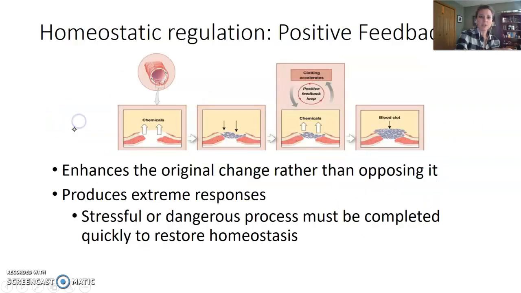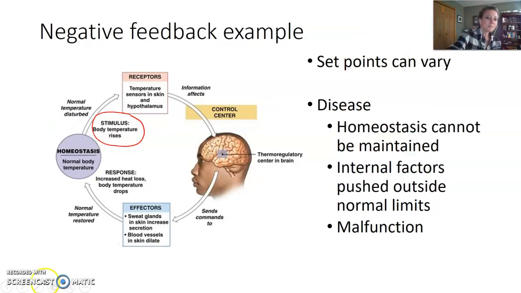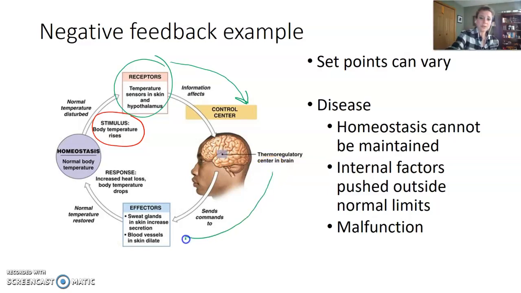We have a disturbance here. And so basically what has to happen now is that a receptor in our skin is going to send the information to the control center. The control center in this case is the thermoregulatory center found in the hypothalamus of our brain. And when our hypothalamus senses, hey, our body temperature is starting to get a little bit too high here, it's going to send out signals to the effectors.